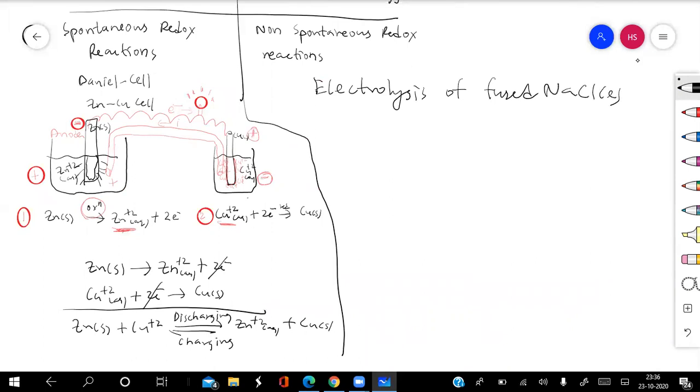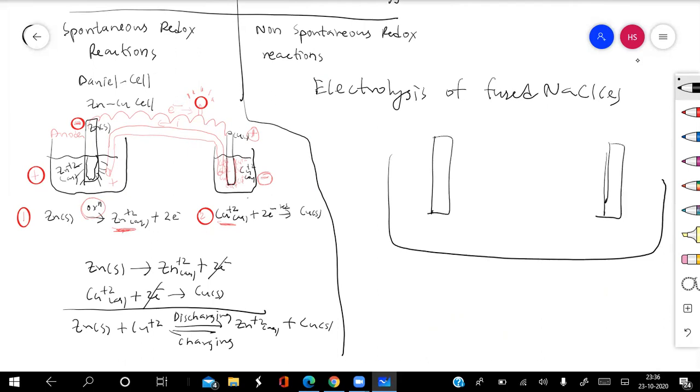Okay. Now see, in the case of galvanic cell, we have two different half cells which are separated from each other. But in the electrolytic cell, we have only one single vessel in which both of these two electrodes are connected with each other. Both are present in the same vessel. They are not separated. So hence they are lying in the same electrolyte.